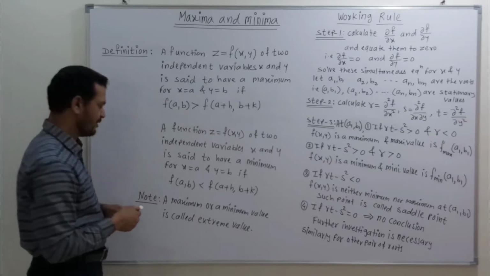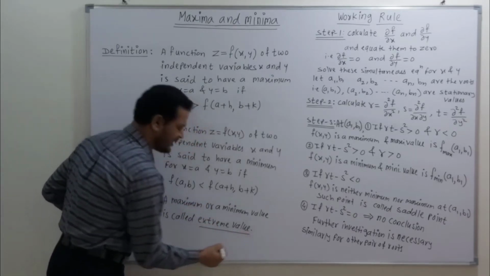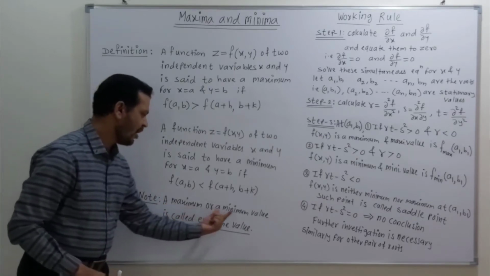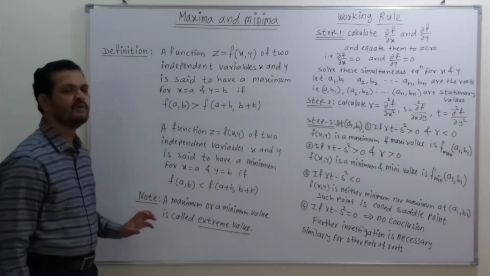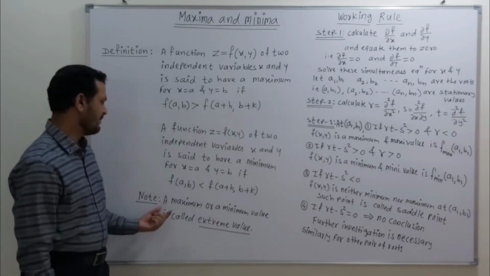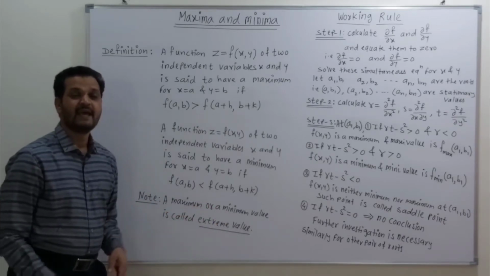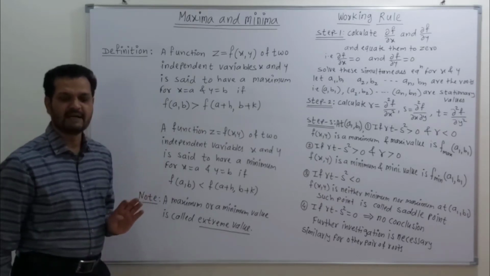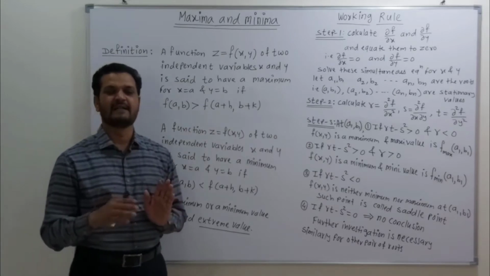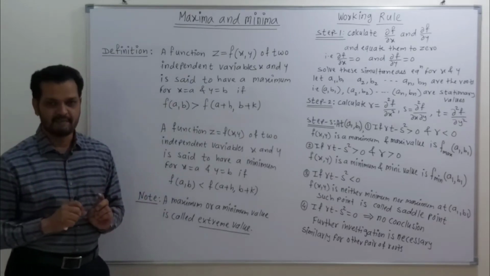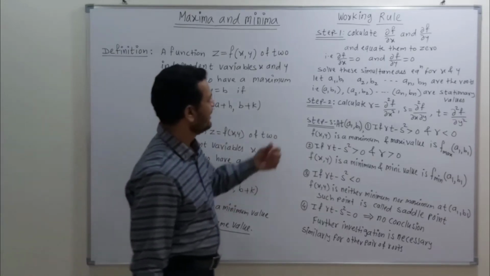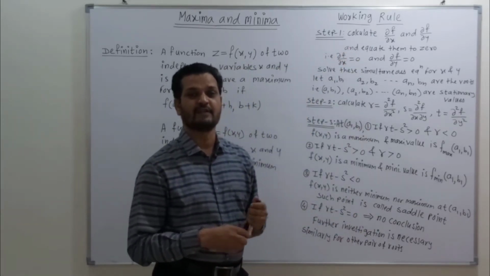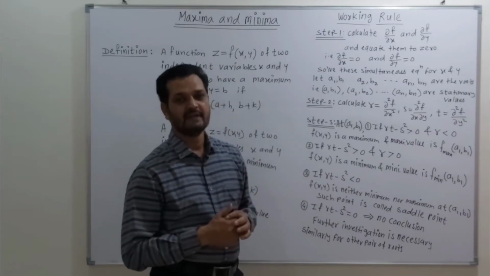Then there is one important term which is called the extreme value. A value which is either a maximum or a minimum is called an extreme value. That means a maximum or a minimum value is called an extreme value of a given function. After defining maxima and minima, which are the abbreviations for maximum and minimum, the next step is to understand the working rule for solving the example based on maximum and minimum of a given function.